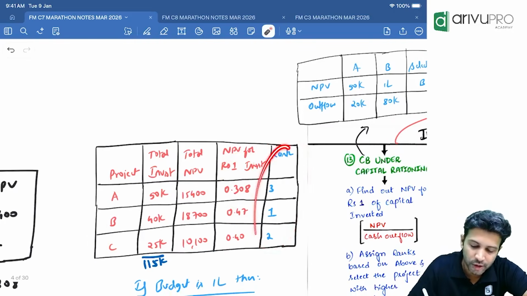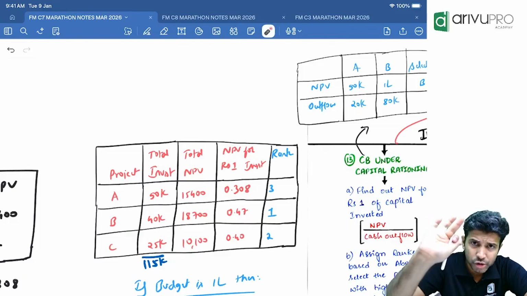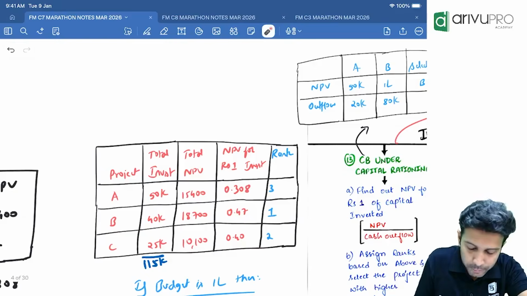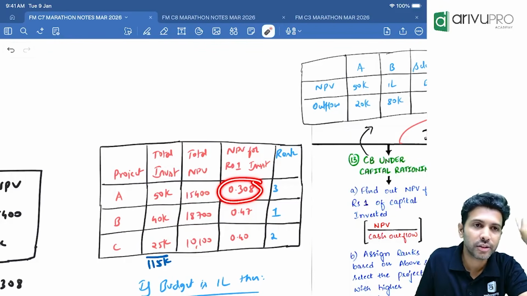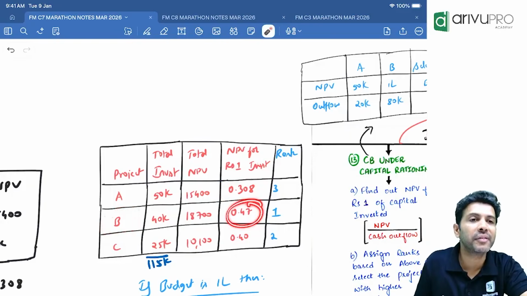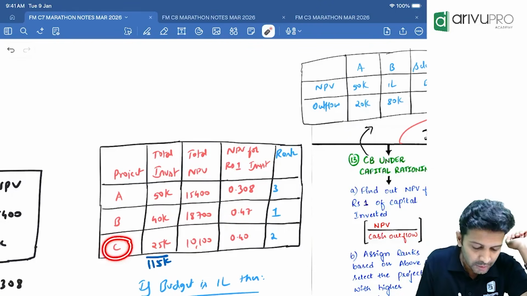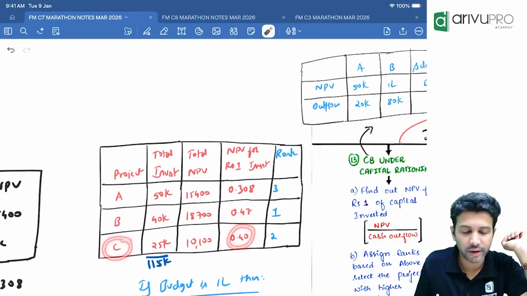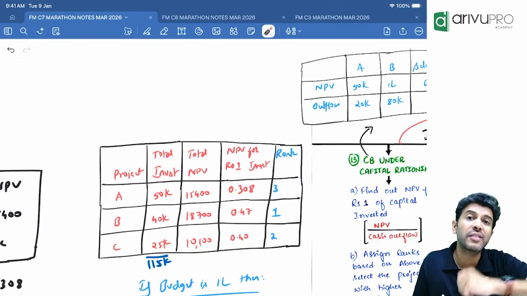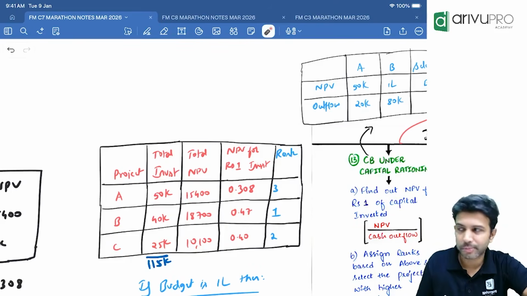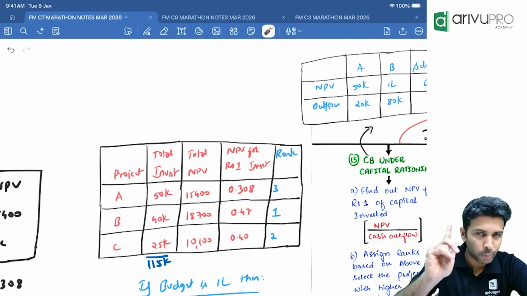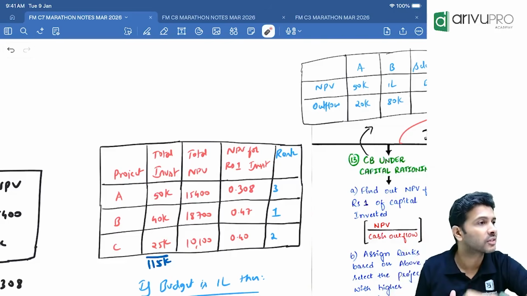Now what you have to do is assign ranks. Now check. If you invest 1 rupee in project A, how much NPV does it give? 30 paisa. Same 1 rupee, if you invest in project B, how much NPV does it give? 47 paisa. Same 1 rupee investment in project C, how much are you going to get? 40 paisa. Now everything is on a common platform. For 1 rupee investment, which is giving the highest NPV? B. So first rank goes to B. For 1 rupee investment, whichever project gives the highest NPV, you assign first rank to that.